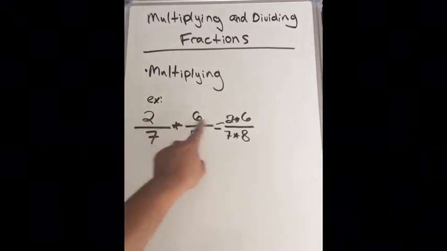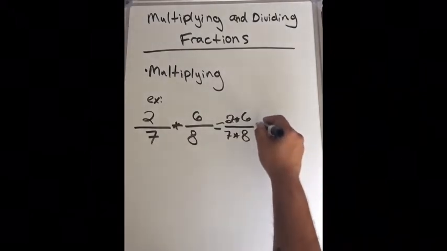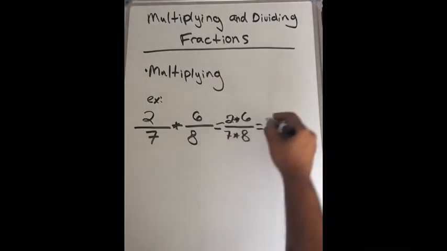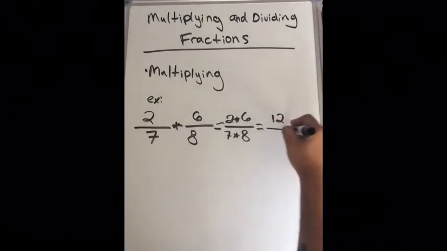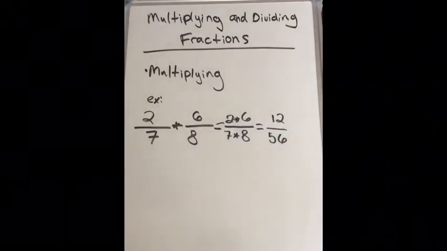We have 2 times 6 in the numerator and 7 times 8 in the denominator. Using what we know about multiplying, 2 times 6 creates 12, and 7 times 8 creates 56. We could simplify this if we wanted to, but this is okay as an answer for now. One thing to notice is that when multiplying fractions, we're left with another fraction. Sometimes a fraction can be simplified into a whole number or an integer, but that's for another video.